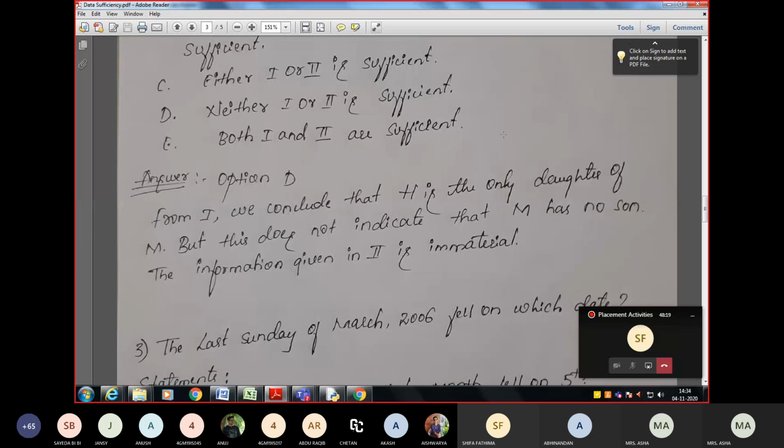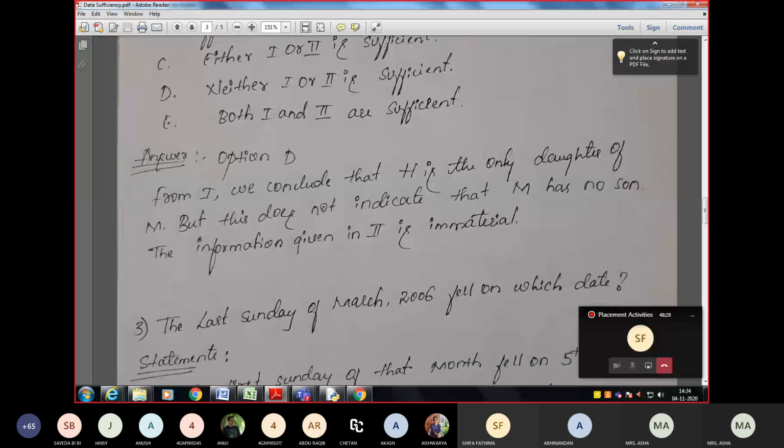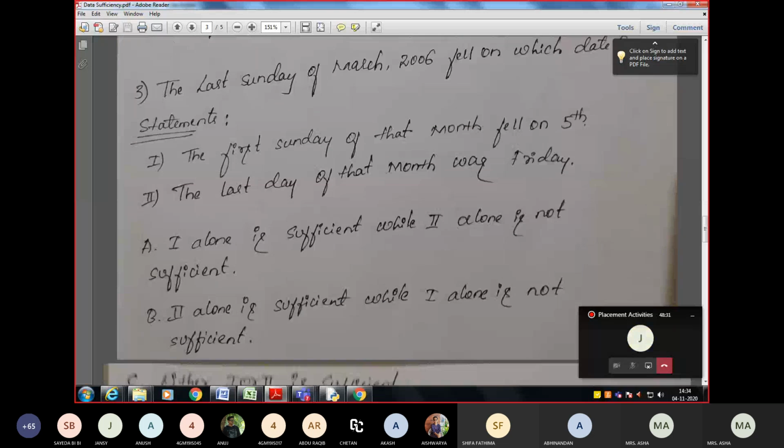Third question. The last Sunday of March 2006 fell on which date? Statements. The first Sunday of that month fell on 5th. Second, the last day of that month was Friday. Options are given. A. First alone is sufficient, while second alone is not sufficient. B. Second alone is sufficient, while first alone is not sufficient. C. Either first or second is sufficient. D. Neither first nor second is sufficient.